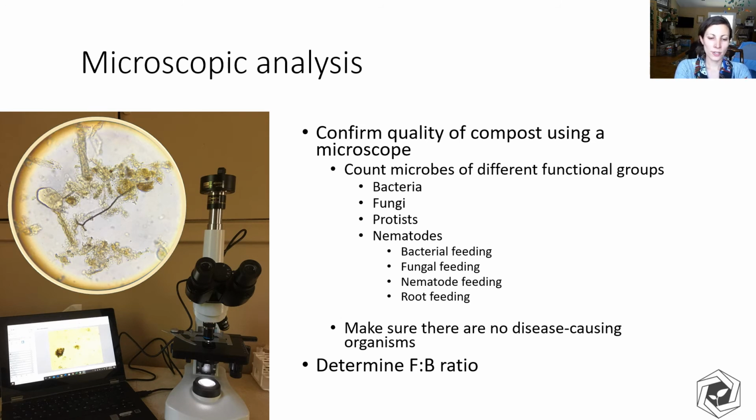And of course, we're looking at the different microbes and counting them and categorizing them and creating sort of a report card. So we're looking at the number and diversity of bacteria, fungi, protists, nematodes, and then the different functional groups within the nematodes. So how many bacterial feeding, fungal feeding, predatory or root feeding nematodes do we see? We're making sure that there are no disease-causing organisms, and we're calculating the fungi to bacterial ratio.